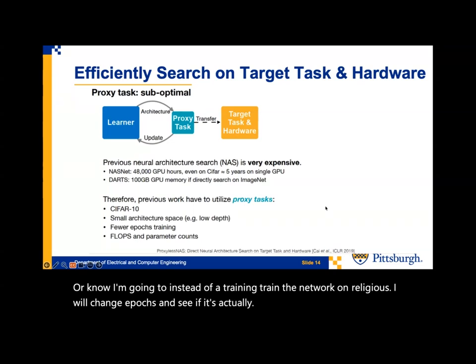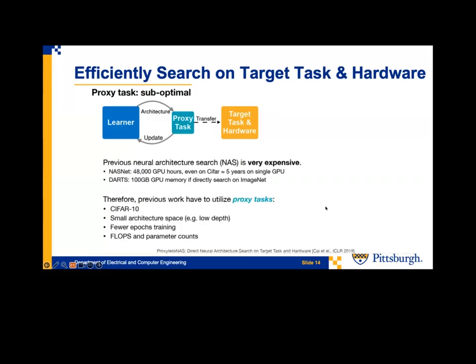It says all the previous ones are expensive. This NASNet, to find a good network, even on CIFAR-10, needs 5 years on a single GPU. This DARTS, this gradient descent-based differentiable NAS search, is faster, but it still needs 100 gigabytes of GPU memory to directly search on ImageNet.